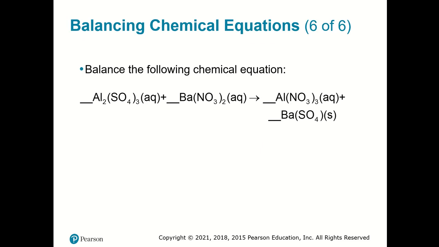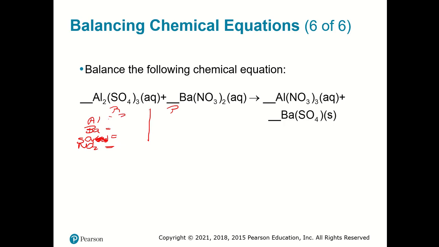So you can balance this. I will ask you to pause the video and do it by yourself. I encourage you to make a table. Put the reactants on one side and the products on the other side. So I have alumina on this side. I have barium, and I have a sulfate, and I have nitrate, right?